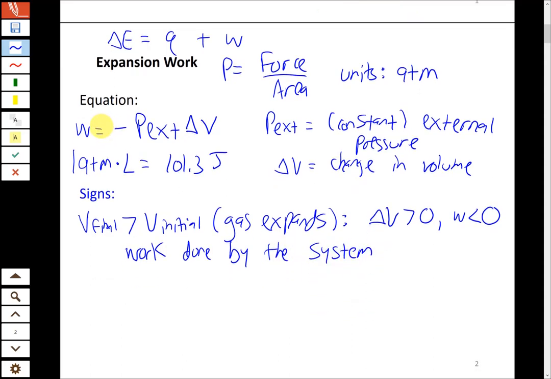All right, and then the other situation is just the exact opposite of that. If we're compressing a gas, that means the final volume is smaller than the initial.